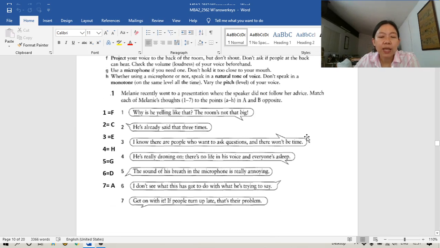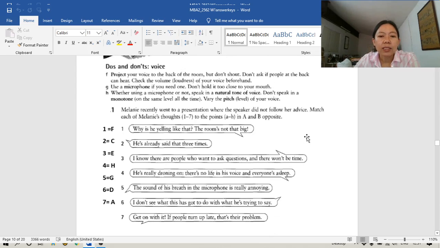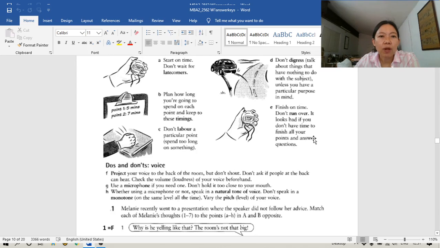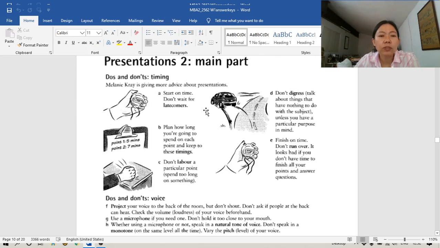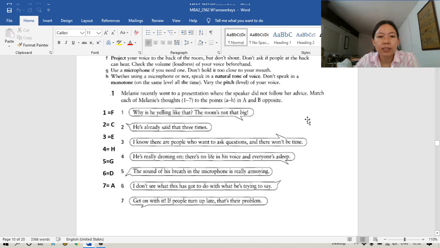If people turn up late, that's the problem. So this presenter, this speaker, has a problem with time management also. So start on time. Don't wait for the latecomers. So here is the exercise for page 10.